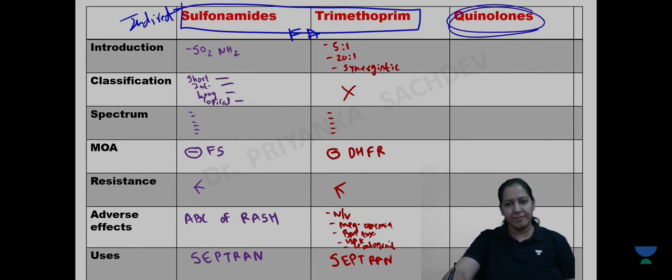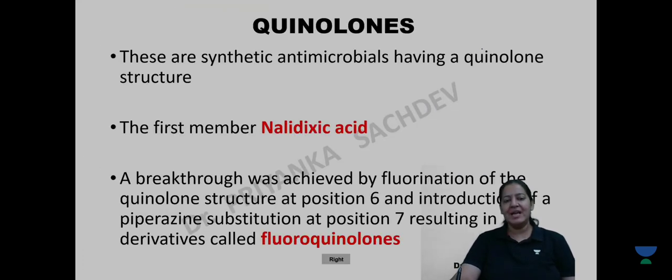And now I'm starting the third chapter, quinolone. Quinolone is a direct inhibitor of DNA. So let me start chapter number 3, quinolones. Are you people with me? So start writing.